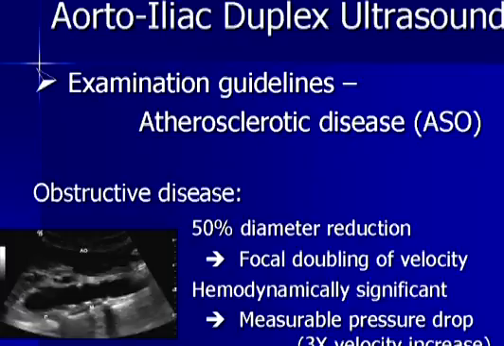Well, let's move on to specific disease states. Let's talk first about atherosclerotic disease, often abbreviated ASO for arteriosclerosis obliterans. But in the obstructive disease, you want to think about a couple different possibilities for measurement.